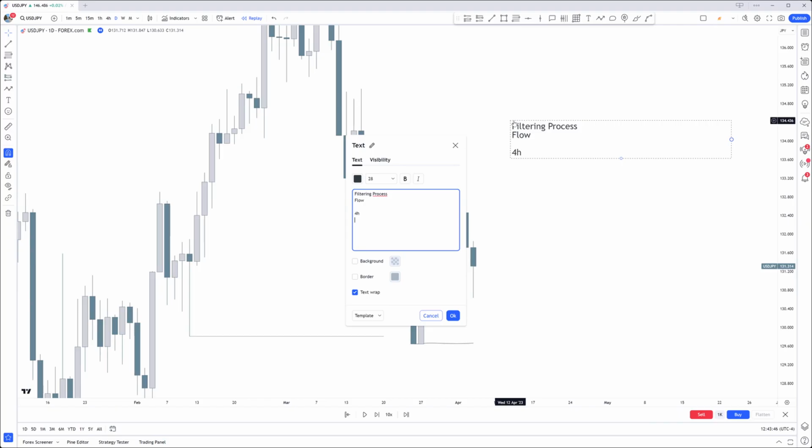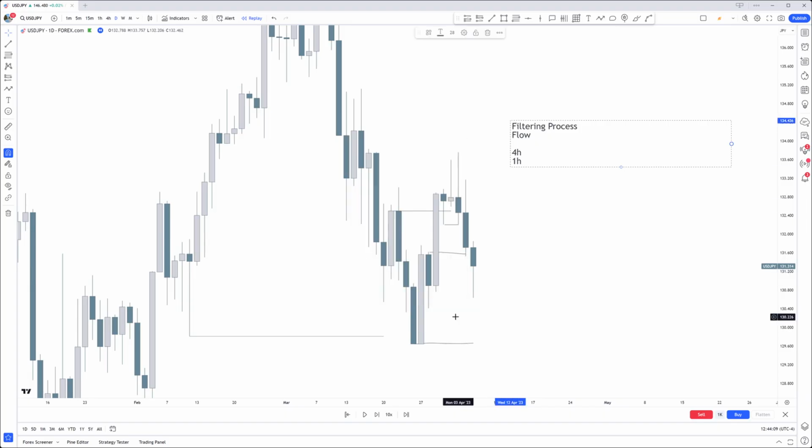Then for a flow trading plan, what I would advise is to use a 1-hour minimum. Because you're only focusing on one instrument, you can use the 1 hour. But if you're using a filtering process, you always want to use a minimum of 4 hours for your order flow. That is very important to understand.